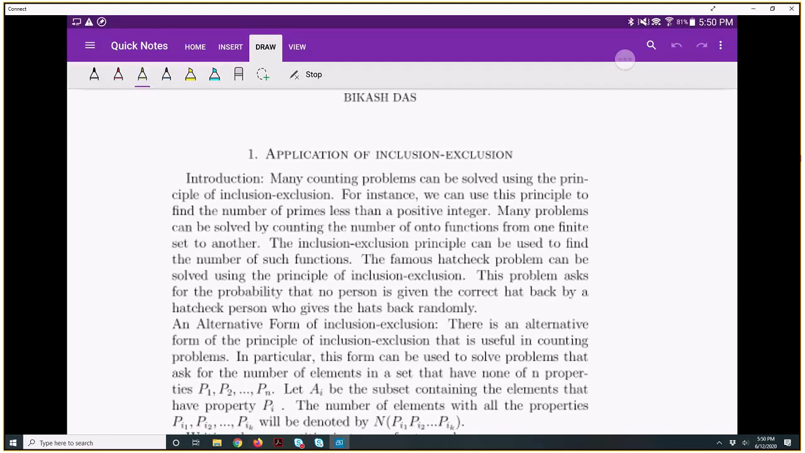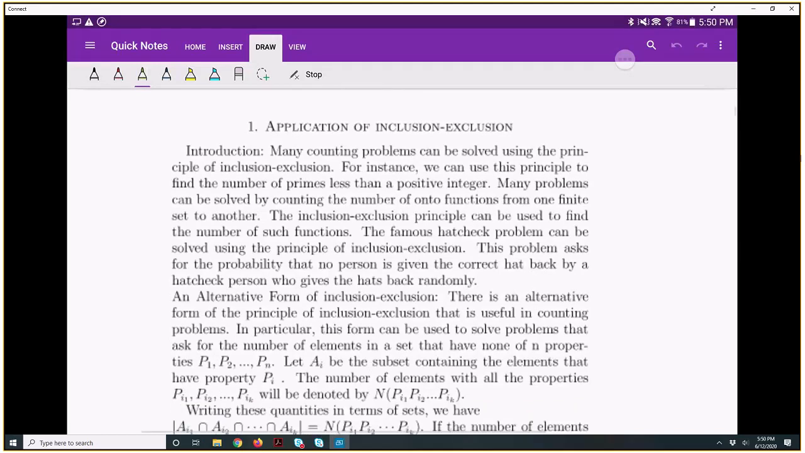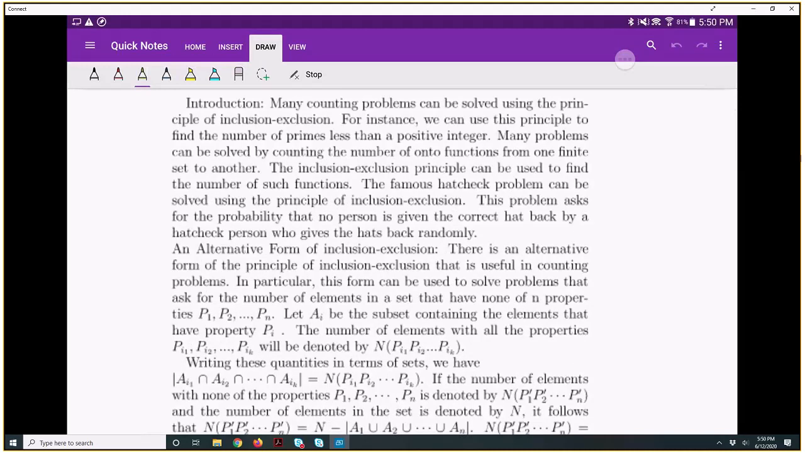Also, many problems can be solved by counting the number of onto functions from one finite set to another. Remember, onto functions, we also use the word surjective. The inclusion-exclusion principle can be used to find the number of such onto functions. Also, there's a famous problem called the hat check problem that asks for the probability that no person is given the correct hat back by a hat check person who gives the hats back randomly. This can be solved by inclusion and exclusion.